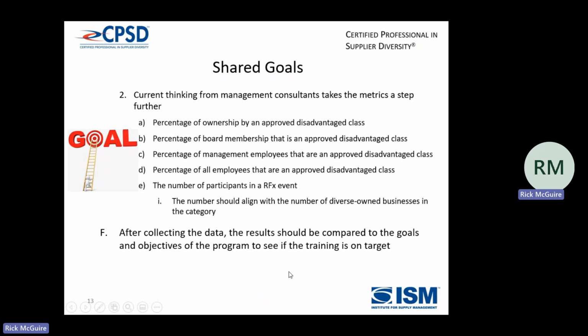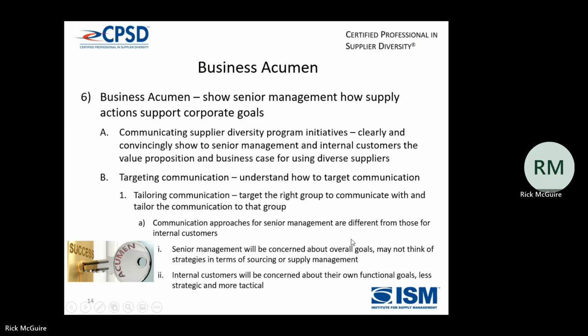After collecting the data, the results should be compared to the goals and objectives of the program to see if the training is on target. Business acumen. You've heard this term a lot. So show senior management how supply actions support corporate goals. That's what senior management is interested in. Communicate supplier diversity program initiatives clearly and convincingly, and show senior management and internal customers the value proposition and business case for using diverse suppliers. And we covered business case a while back.